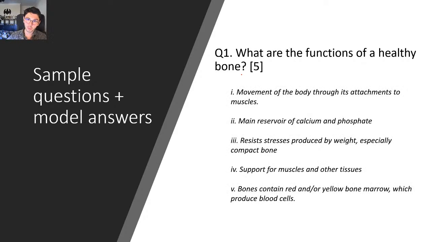So you move your bone through its attachment to muscles. It acts as a reservoir for calcium and phosphate. Don't forget, it's also for phosphate, because calcium and phosphate interact together. And when the kidneys say that you need more calcium, then they'll release it from the bones. Same thing with phosphate.